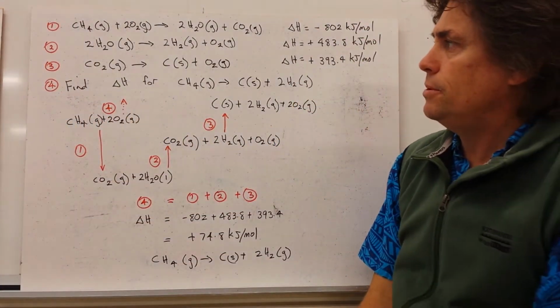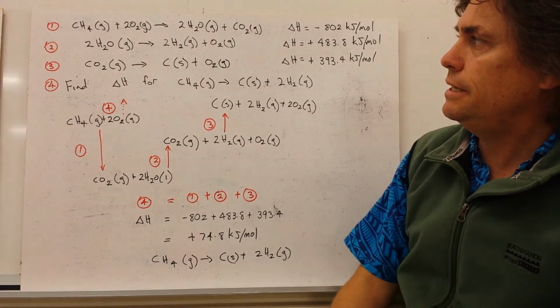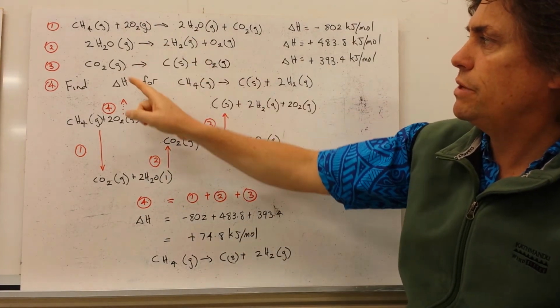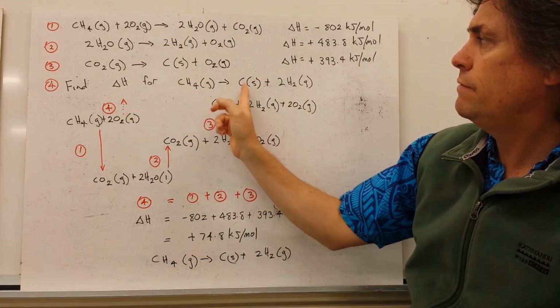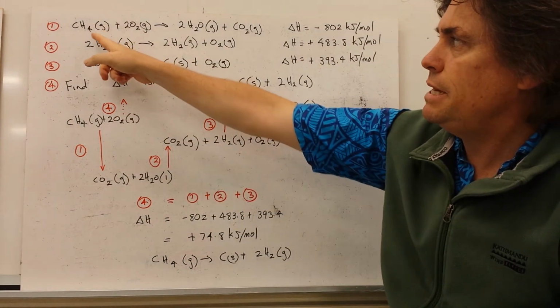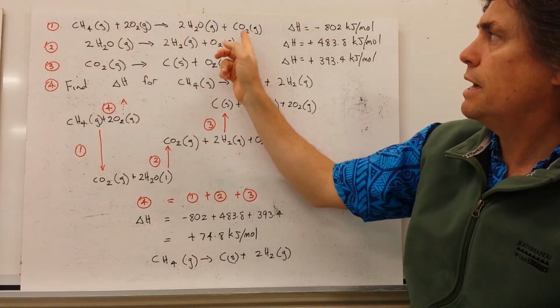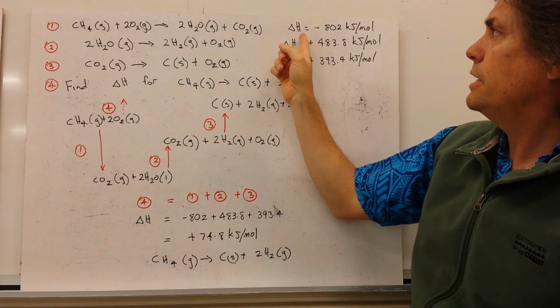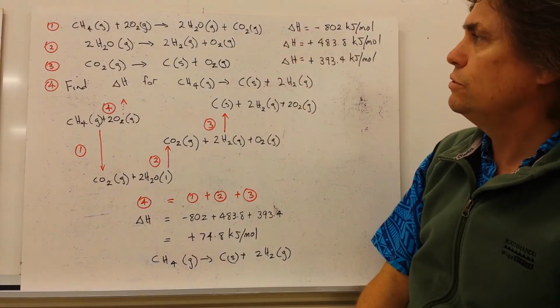Let's take another example. I have three reactions here, and we're going to use those three reactions to find the change in enthalpy for a fourth one. So we've got methane reacting with oxygen to give us water and carbon dioxide, and we have a change in enthalpy of minus 802 kilojoules per mole.